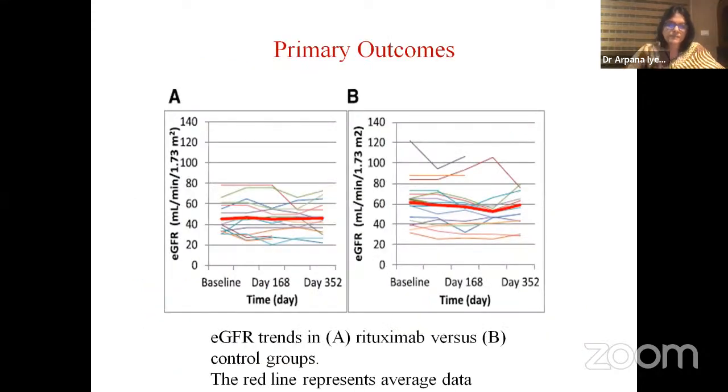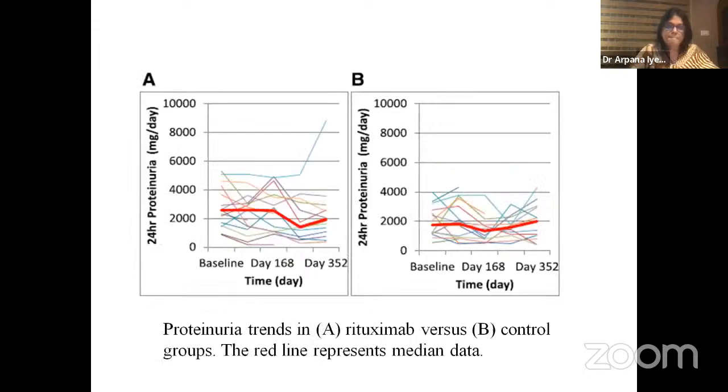So coming to the primary outcomes of GFR and proteinuria, which were pre-decided, on the left we have the rituximab group, on the right we have the control group. As the red line suggests, there was not much change in the GFR in both the groups after the intervention and follow-up of 352 days, that is 12 months.